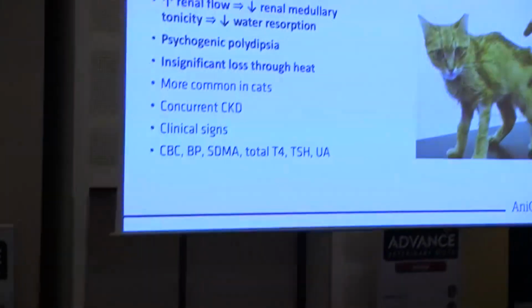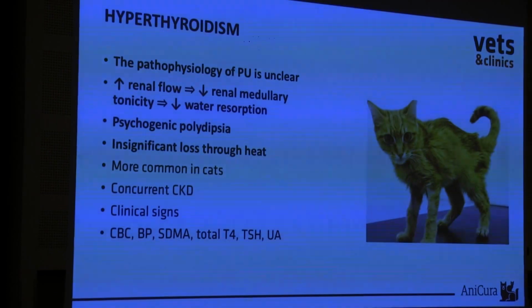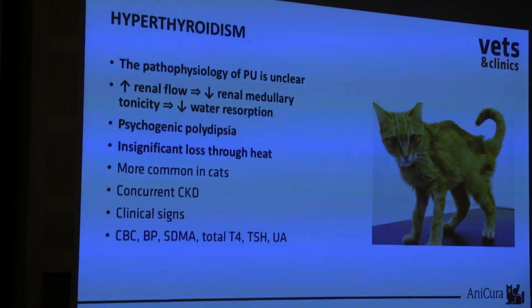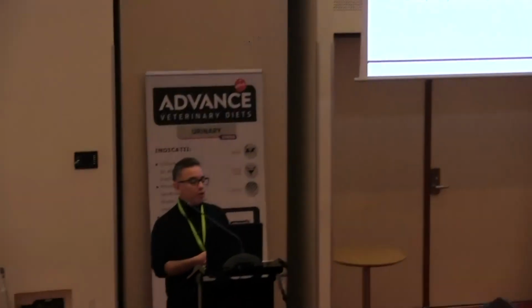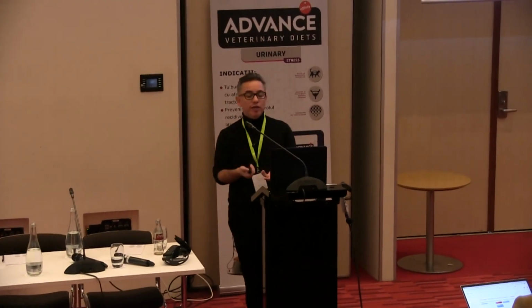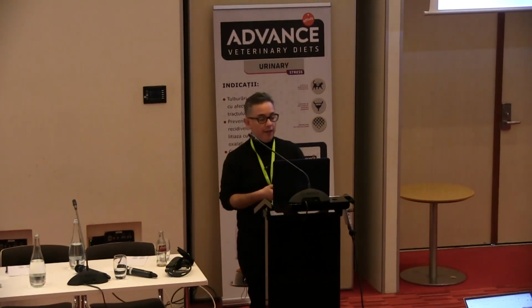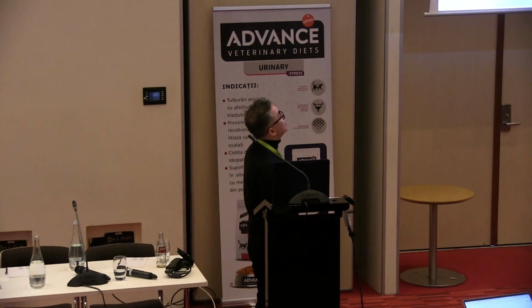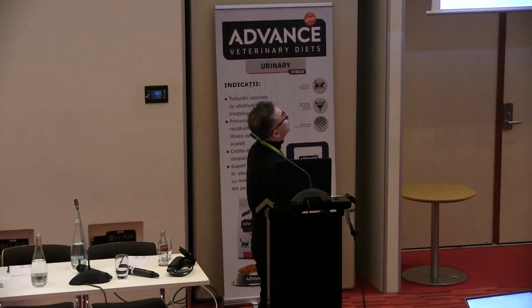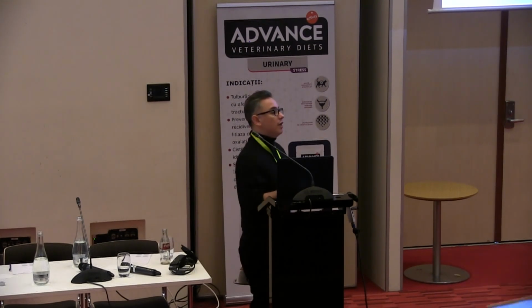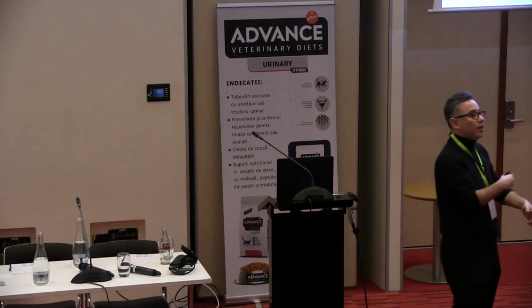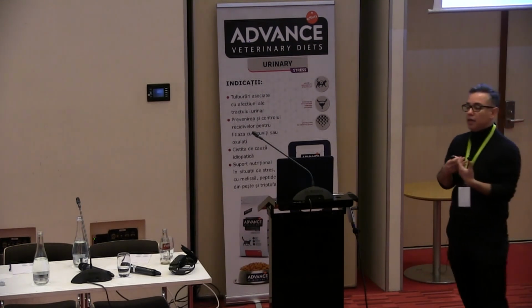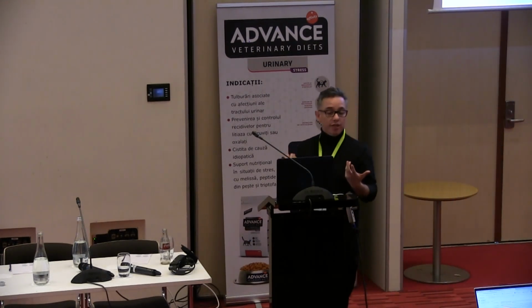And hyperthyroidism. The pathophysiology of hyperthyroidism is not currently clear, but it increases the renal flow, decreases the renal medullary tonicity and decreases water reabsorption, and for this reason produces polyuria. But there is also a stimulus of the brain, stimulated directly by the T4, that produces a psychogenic polydipsia, okay? A primary polydipsia. Or even, we have to remember that these cats lick a lot, even take out the hair, because they feel so warm in the body, and this warmth can produce lots of water intake, okay?